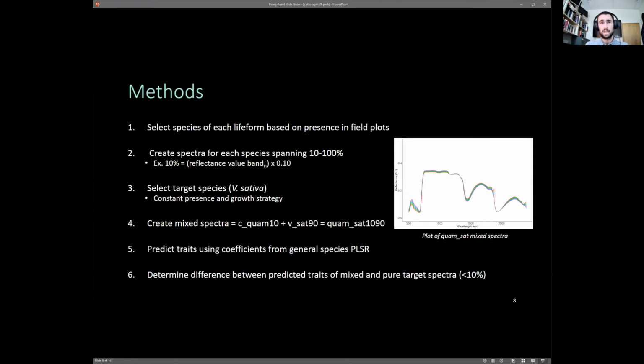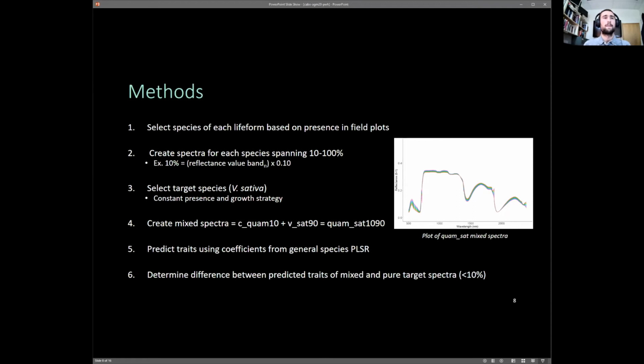So once the species were selected, you essentially create spectra for each species spanning 10% to 100%. The math behind it is very simple. You take the reflectance band, you take that value, and you multiply it by whatever percent you're trying to get. So if it was 10%, you would take the reflectance value of band 550, multiply that by 0.1, and that is your new reflectance for V. sativa 10%.